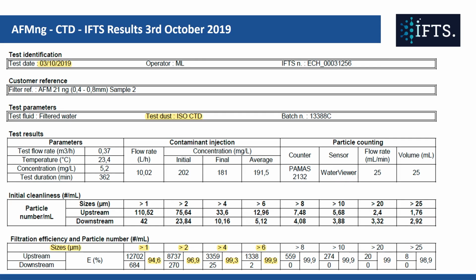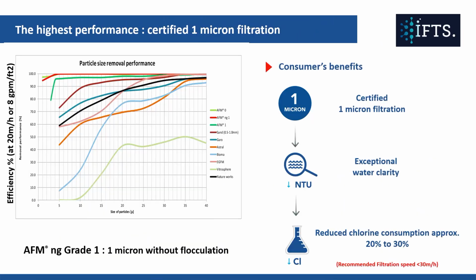This is the known and trusted authority for testing the performance of different filter medias. And their studies tell us that at a filtration velocity of 20 meters an hour, so commercial filtration velocities, AFM NG will remove 95% of particles down to 1 micron. This is probably a better way of understanding the results.